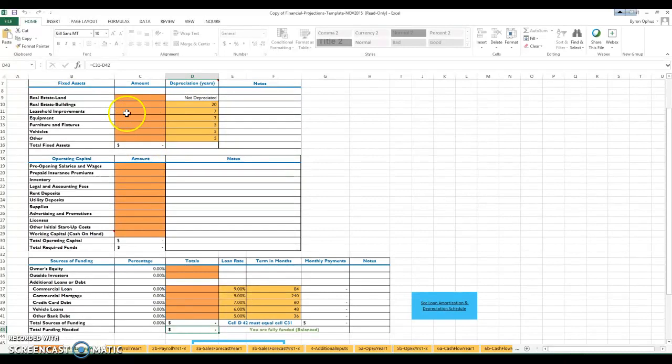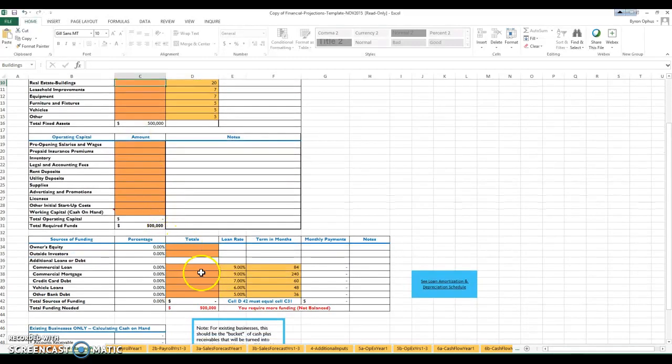If we put in $500,000 up here in land, boom, we're going to need $500,000 down here, and normally we can fund about 80% of that, so we'll do 400,000. Oops, I should have put that into the commercial mortgage. Let's do it right. Commercial mortgage, 400,000. Okay, and oops, got one too many zeros in there.